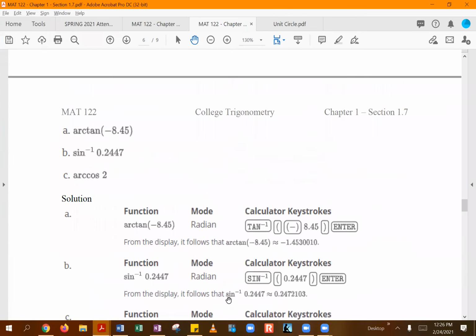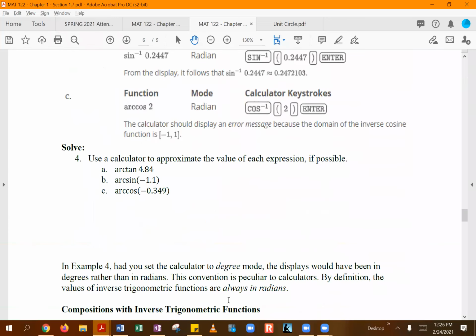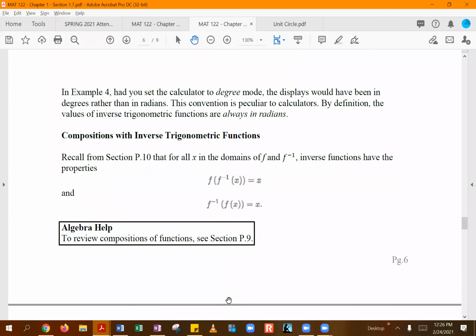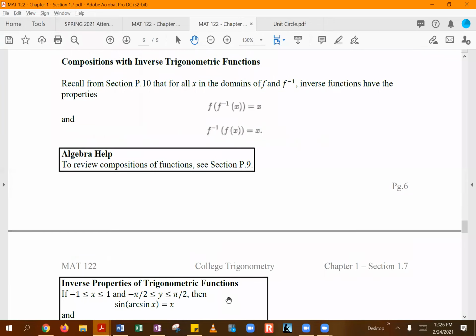So let's see, I think all of these are still the same. Okay, now we are actually talking about how we can use composition. So again, if you need to refresh your memory, this was chapter 2 from our college algebra book.